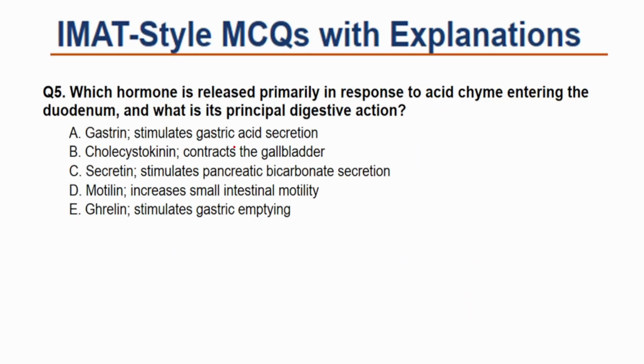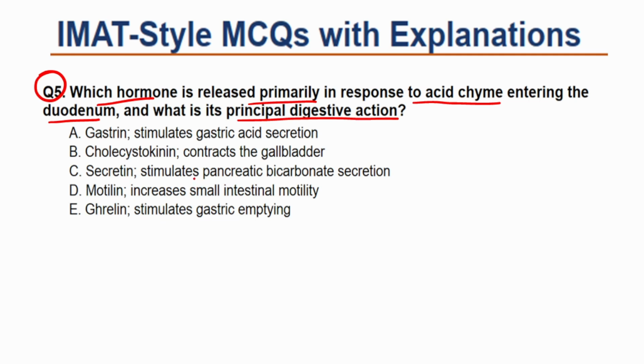Having mapped out the structural endpoints where macronutrients and microfactors are systematically captured, we can transition naturally to the humoral signaling networks that detect incoming food to regulate these secretomotor responses. Question 5 states, which hormone is released primarily in response to acid chyme entering the duodenum, and what is its principal digestive action? The options are gastrin, cholecystokinin, secretin, motilin, and ghrelin.